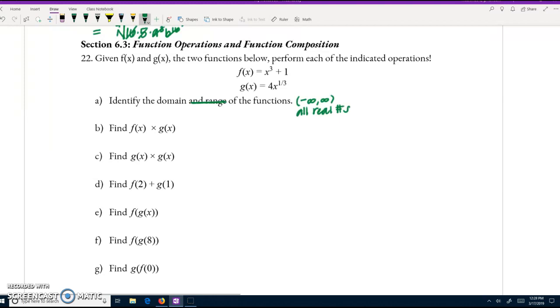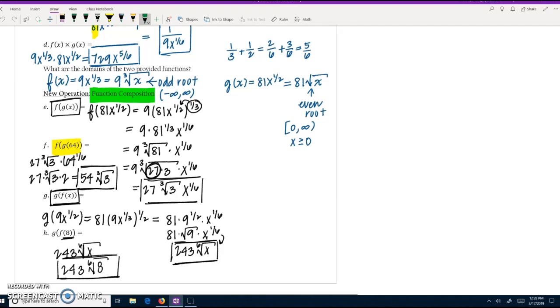Now, the reason why they're all real numbers is that there aren't any restrictions on what we can plug into either a polynomial or a cubic root. What we really want to watch out for as far as where there will be restrictions is our even valued roots. So for example, if you have something like x to the 1/2, you can't plug negative numbers in here as far as getting real valued numbers out. So this domain would go from 0 to infinity, or we'd say x is greater than or equal to 0. So negative infinity to infinity will work for these.